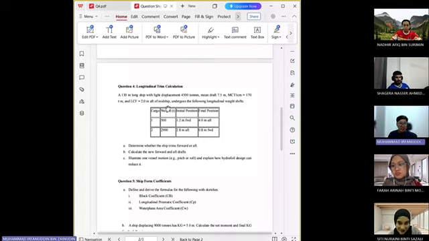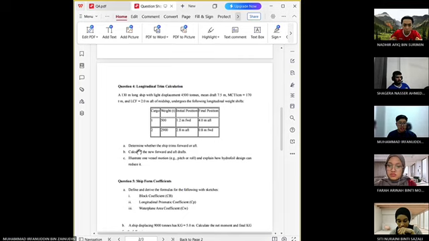2.2 meters aft of the midship, and undergoes the following longitudinal weight shift. For cargo 1, the weight is 500 tons. The initial position is 1.2 meters forward of the ship, and the final position is 4 meters aft of the ship. Next, cargo 2 weighs 2,900 tons, with the initial position of 2.8 meter aft of the ship, and the final position of 0.8 meter forward of the ship. Question A asks to determine whether the ship trims forward or aft.